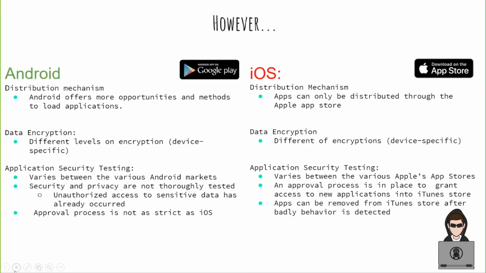When it comes to security and privacy, Android apps are not fully tested. Therefore, unauthorized access to sensitive data has already occurred. While for iOS systems, apps can be removed from the iTunes Store after bad behavior is detected.